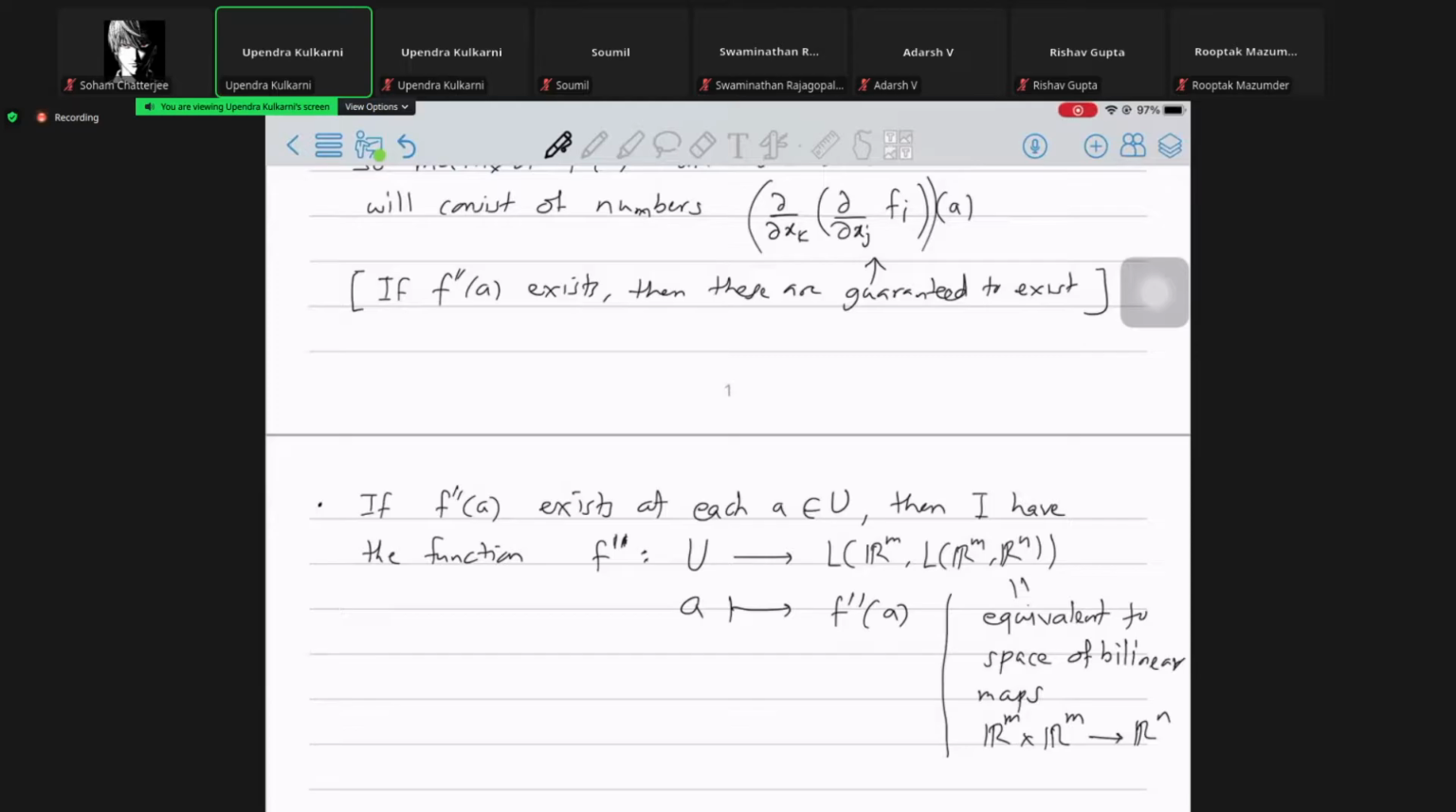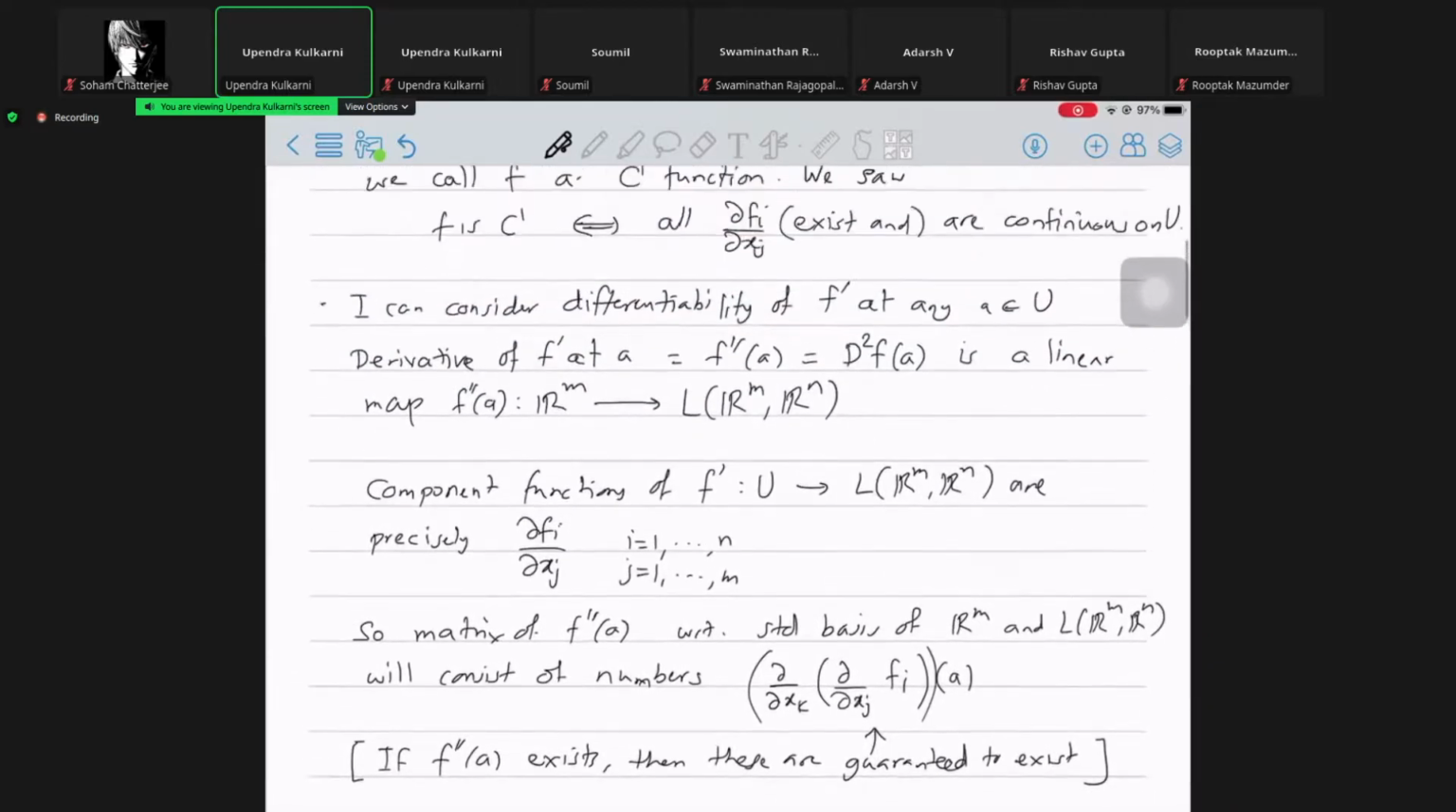Yes. Anyway, it's a vector space. So this map now has m square times n components. I can consider the continuity of this map, I can consider the differentiability of this map, and so on. Let's just look at continuity. So we say f double prime, again it's a parallel discussion. So let's look up here.